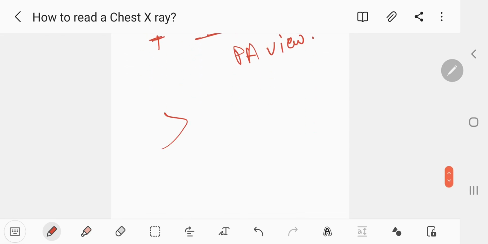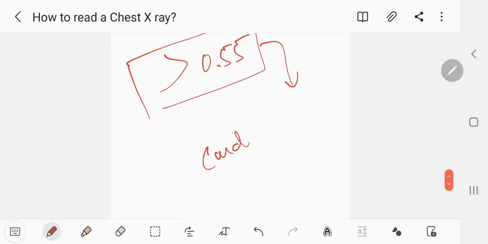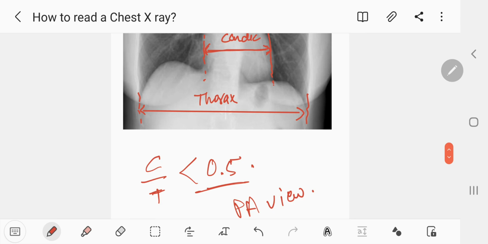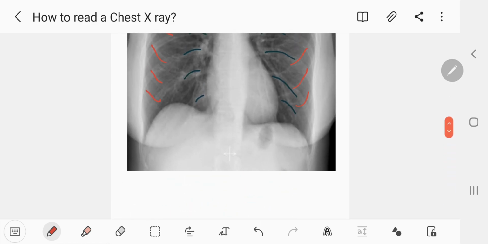If it is more than 0.55, then you must consider this as cardiomegaly. It's an abnormality related to the enlargement of the heart. Because in this case the cardiac ratio increases, that means there is some abnormality related to the heart, and the heart has increased in size. Yeah, so that concludes our section on how you read a chest X-ray.